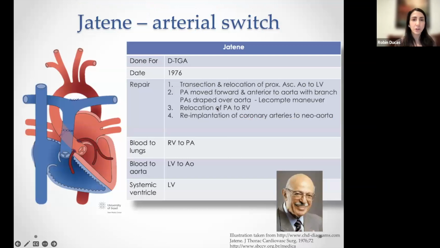So we come now to our Jatene arterial switch procedures. This is the most common type of procedure done for TGA or DTGA in this day and age. It was first described in the late 1970s, and in the 1980s, it began taking over as the primary surgery of choice for a DTGA.